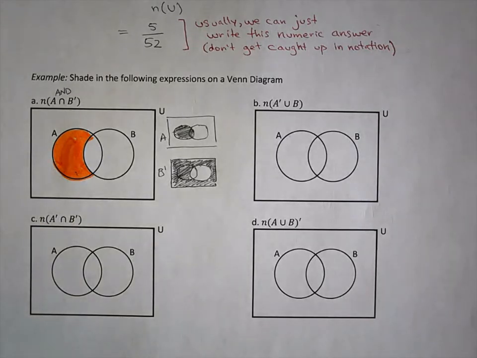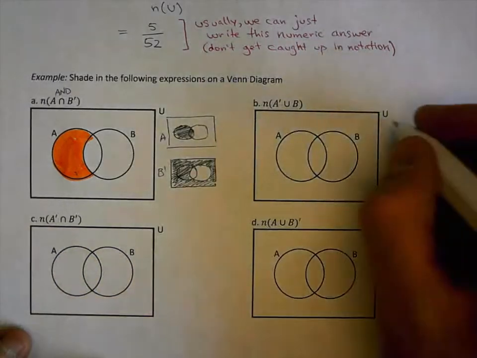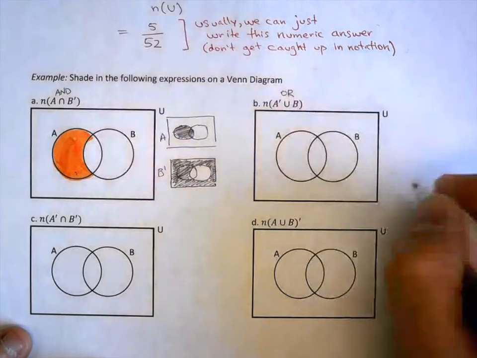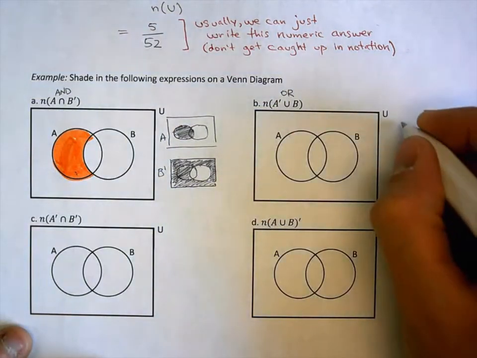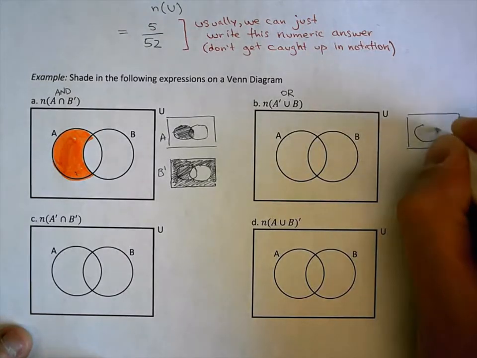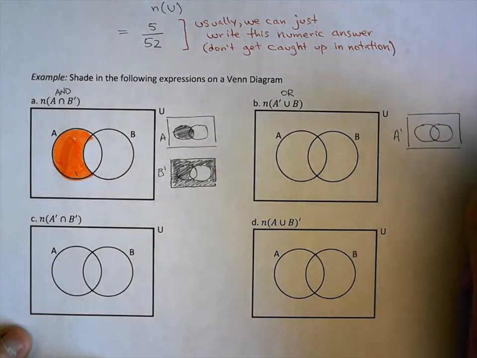Okay, these are more difficult. I find these sometimes can be confusing for students. So let's do this again. A union, that's or, A complement union B. Again, I find it helps sometimes to draw a little sketch off to the side. So this is A complement, which means not A.